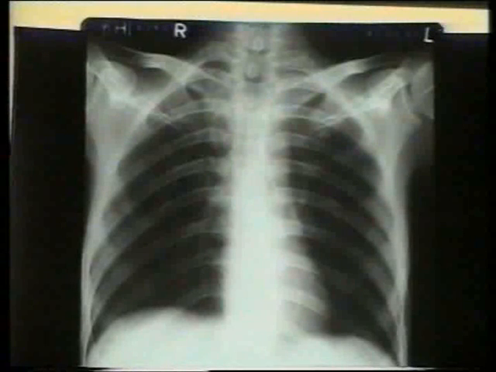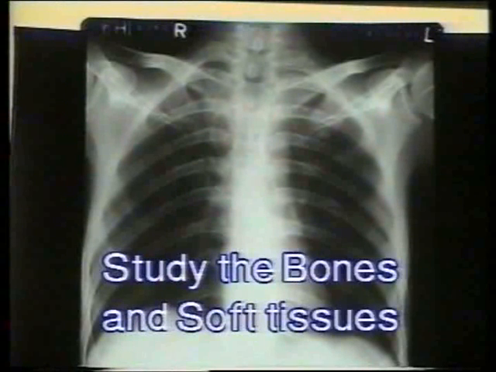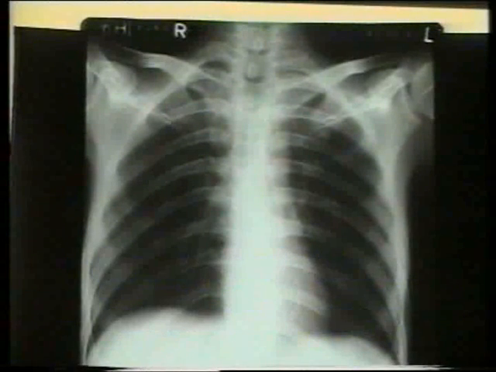After studying the lung fields and the heart, inspect the bones. First the ribs for crowding, spreading and bony lesions, then the clavicles, scapula and shoulder joints. Lastly, study the soft tissues, the muscles, the subcutaneous tissues of the chest and the neck, and in females, the breasts.